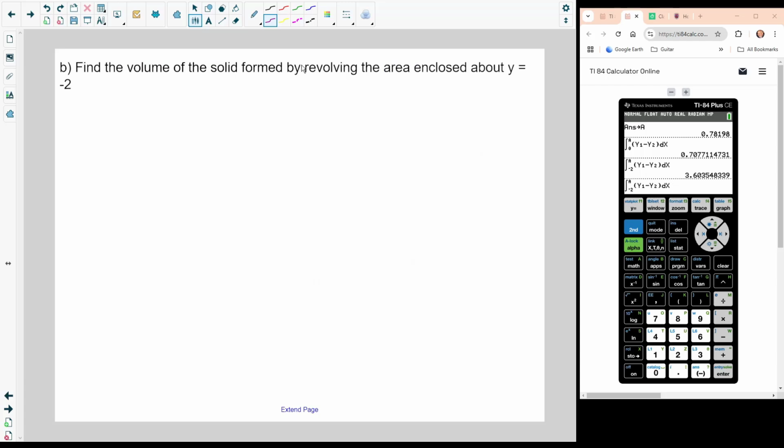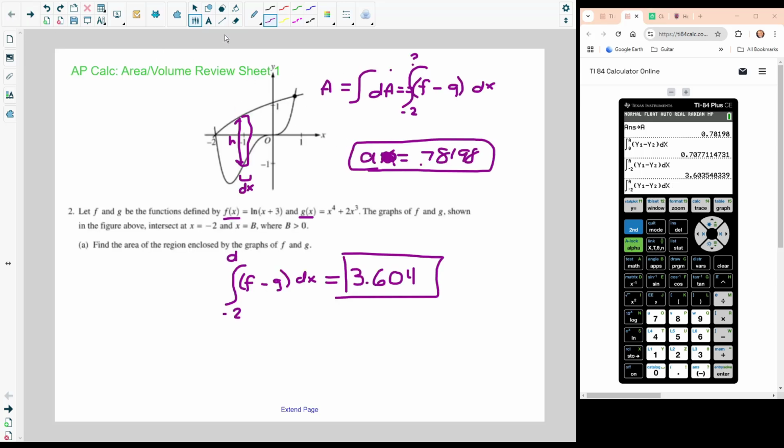All right, find the volume of the solid formed by revolving the area enclosed about y equals -2. So let's go back to the diagram to look at that. y equals -2 is way down here, and I doubt this goes as low as -2. Because this lower border of our region does not lie perfectly flat against this revolution line, I know there's going to be air.